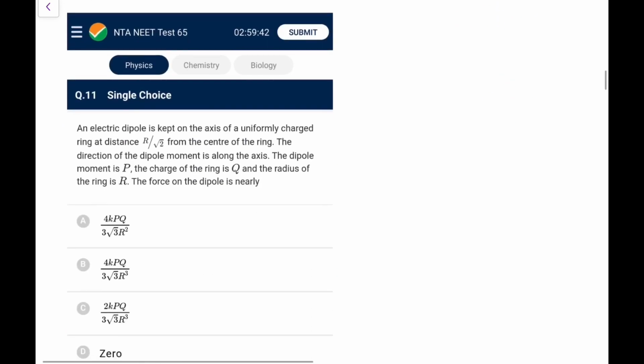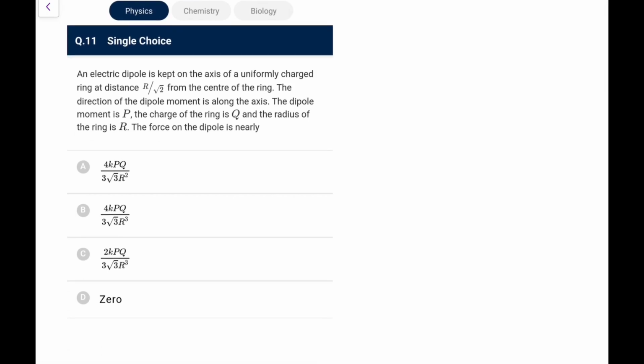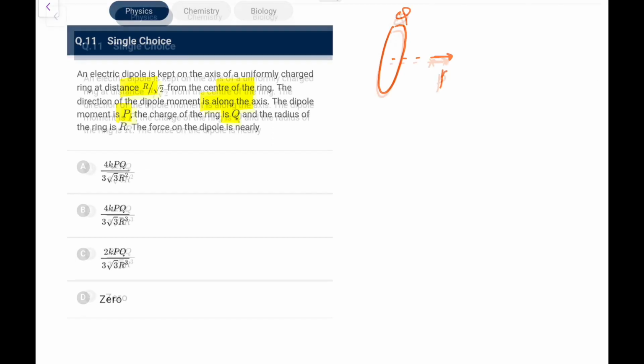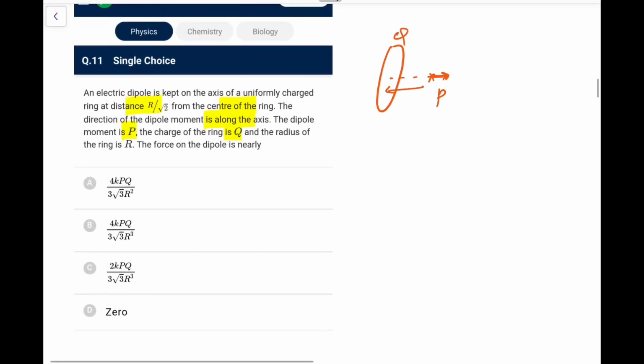Next one, an electric dipole kept on the axis of a uniformly charged ring at a distance R by root 2 from the center of the ring. The direction of the dipole moment is along the axis. The dipole moment is P, the charge on the ring is Q, and the radius of the ring is R. The force on the dipole is? So what we have, this is a uniformly charged ring and the dipole is placed like this here. This distance is R by root 2, and I know the graph of the field versus X, if I draw it, is something like this. This has a maxima at R by root 2.